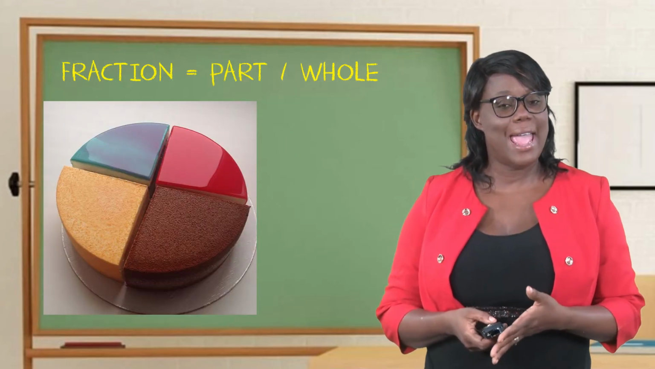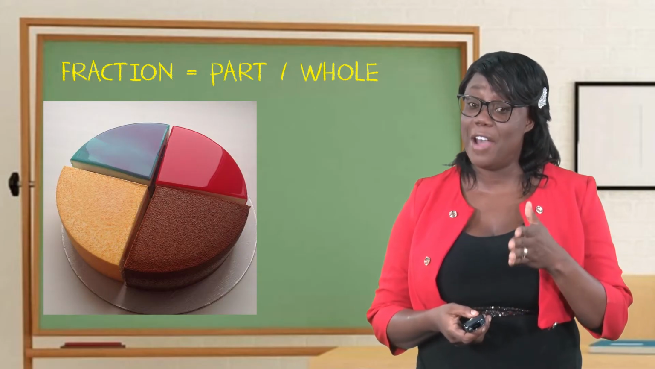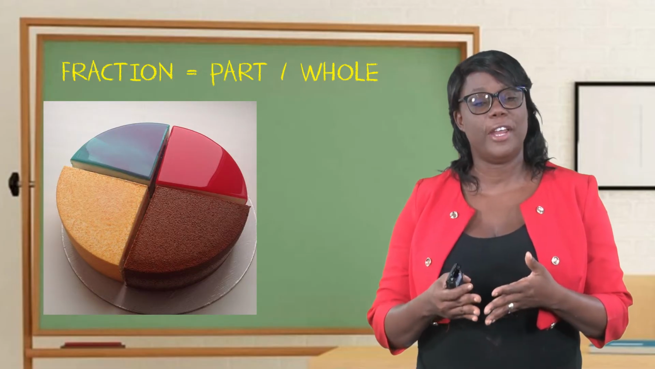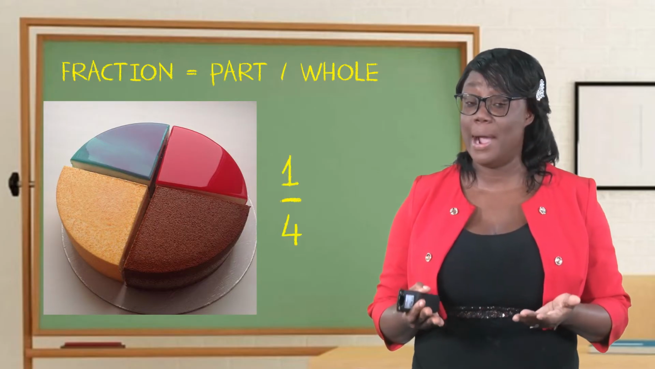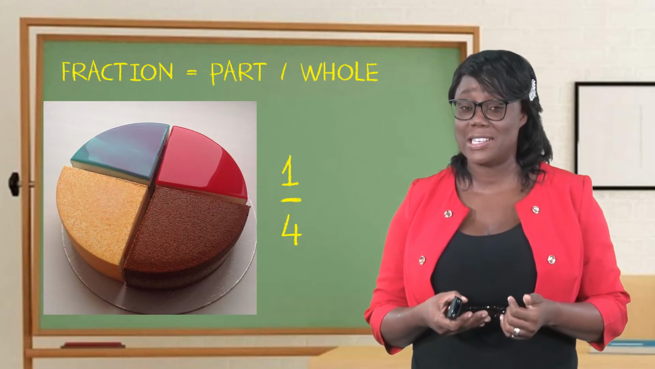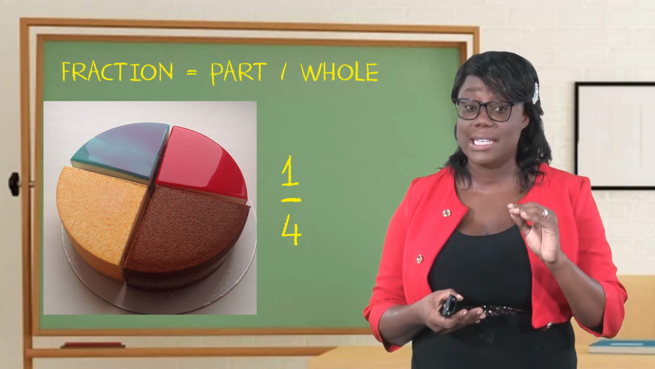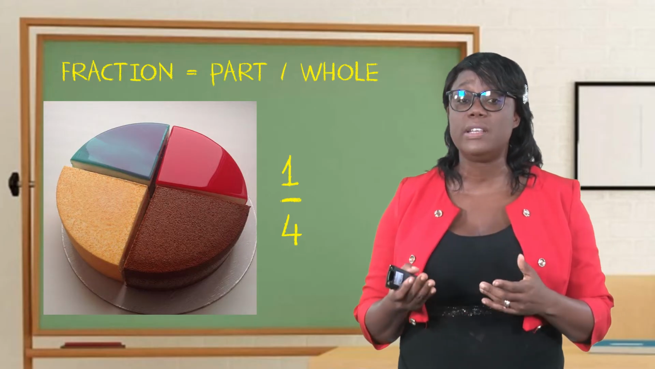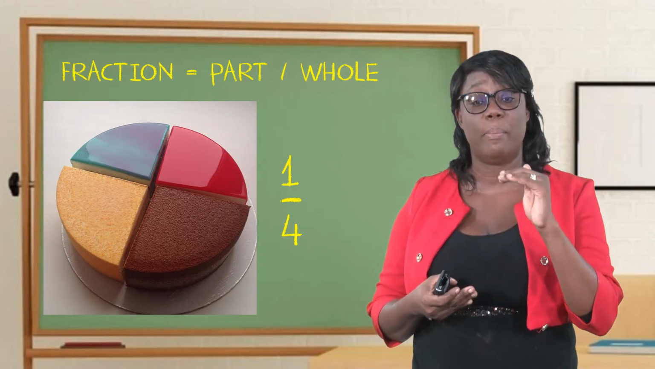So let's say I have an iced cake. Yummy. And I divide it into 4 parts. And I give my friend Mary 1 part. How many equal parts did I divide my cake into? Yes, boys and girls, 4 equal parts. Previously, we said that the number that shows the total number of parts the whole is divided into is the denominator. So 4 would be at the bottom.